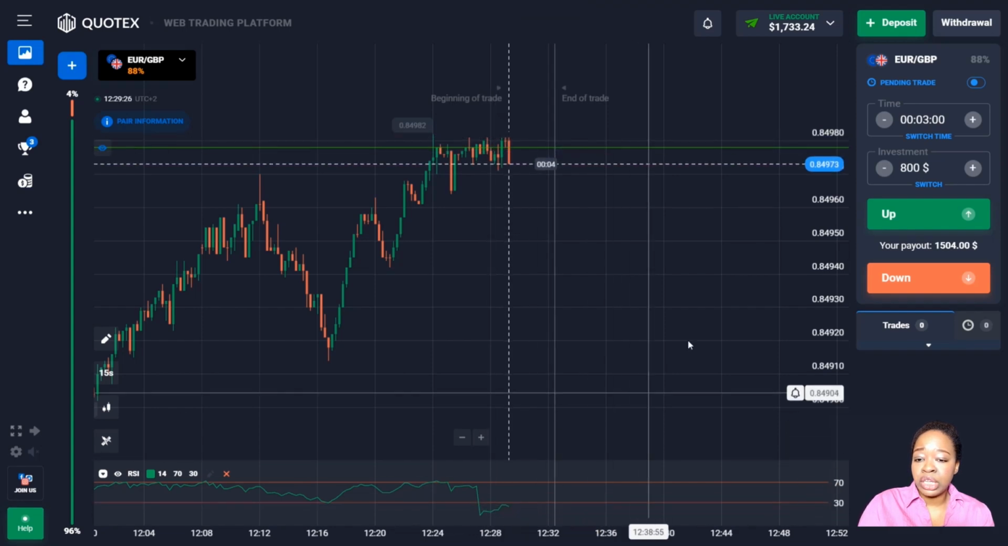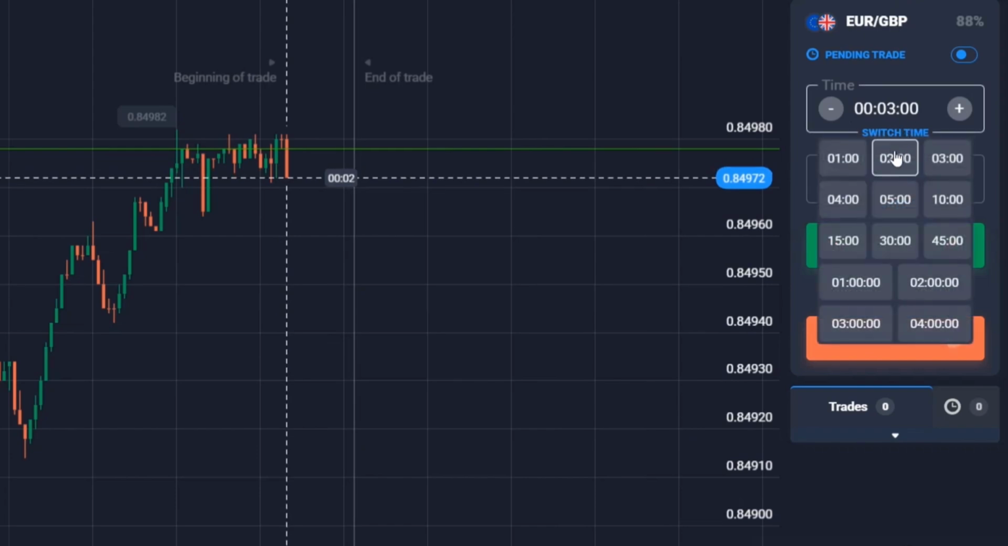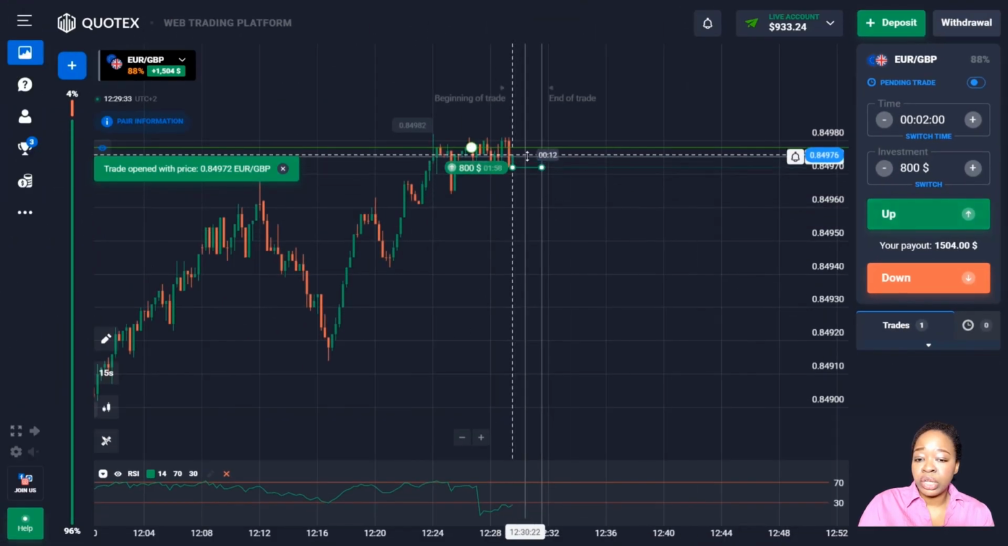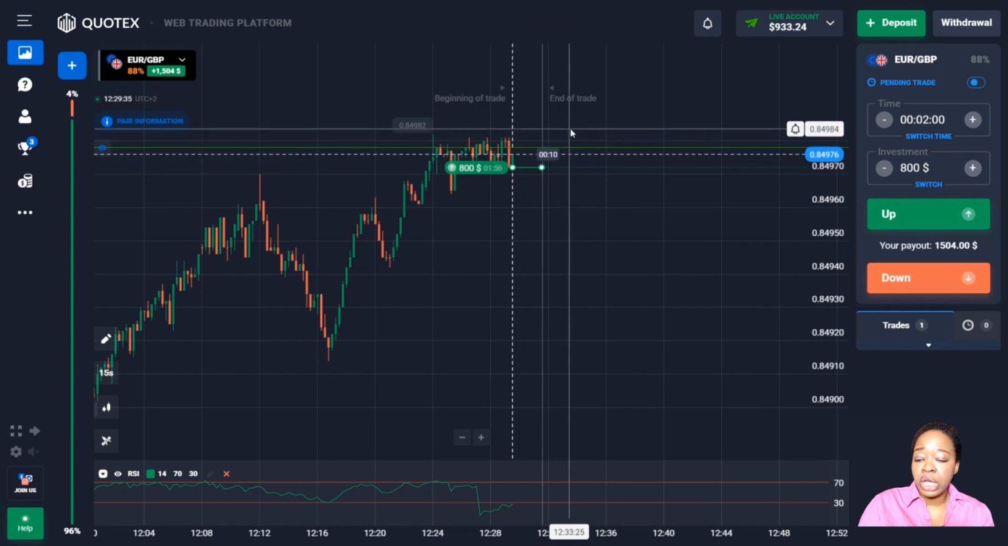I'm going to open a trade up for 2 minutes according to this uptrend because it's quite possible that very soon this level will be broken through, and on this movement I'll try and make very good money on it. Let me wait and see what is going to happen very soon.